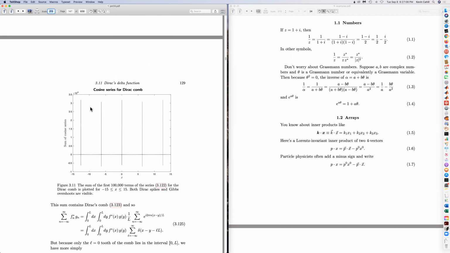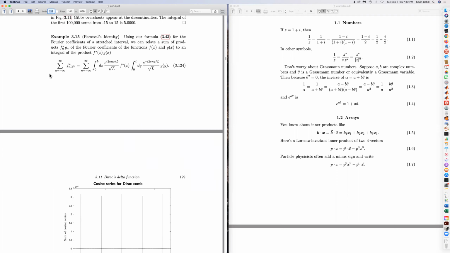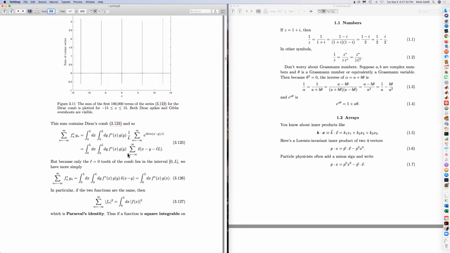We can then form this sum and get Parseval's identity. So the sum of the complex conjugates of the Fourier coefficients of the function f times the Fourier coefficients of the function g are given by these standard formulas for the stretched Fourier transform.